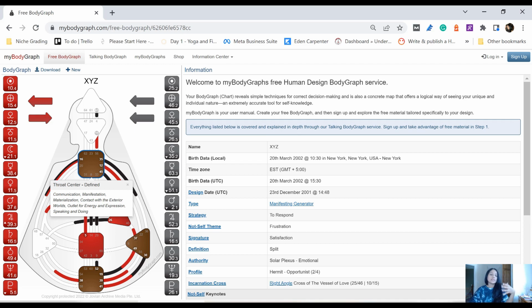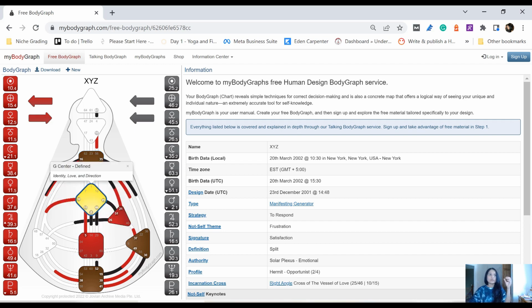You have a reliable and consistent way of doing it. You're very fixed in how you express it or how you do things in that regard. So for example, this person has a defined G center, which means that they have a very strong sense of who they are as a person, where they're going in life, whereas someone with a white G center wouldn't have that. And they're designed to be that way.